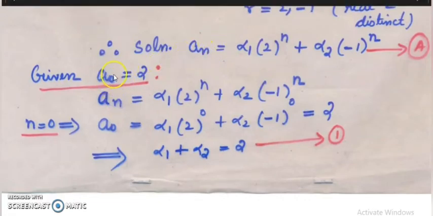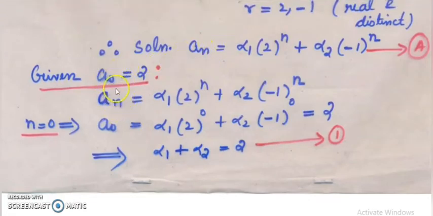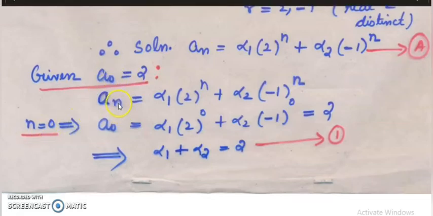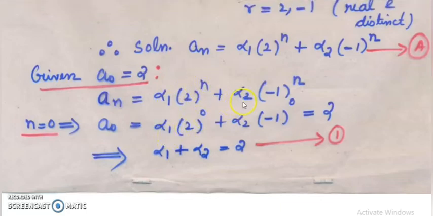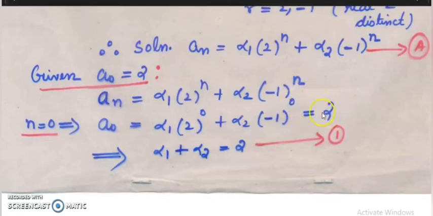A0, so n is equal to 0. Just compare it with this. When n is 0, this becomes A0. And here when n is 0, alpha 1 times 2 power 0, and here alpha 2 times minus 1 raised to 0, and this is equal to 2. Why do we equate it to 2? Because A0 is given as 2.